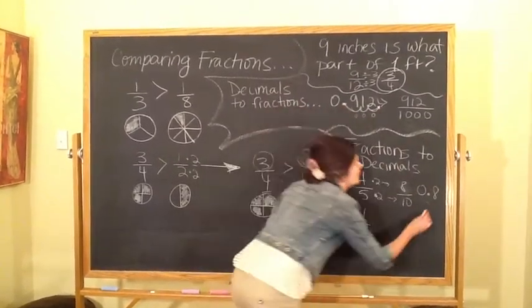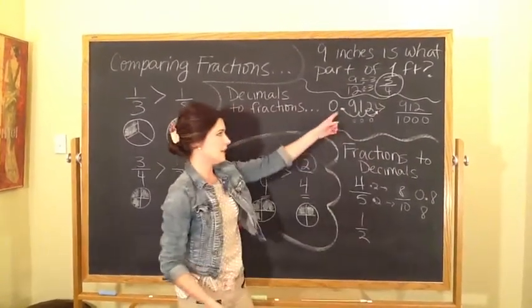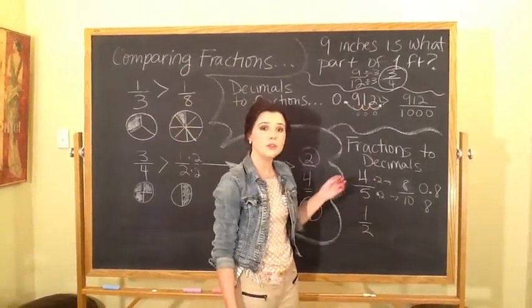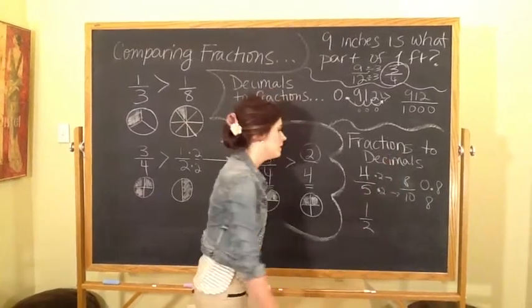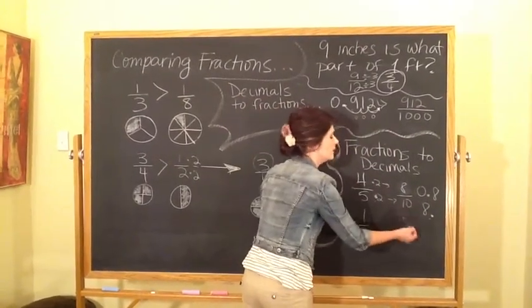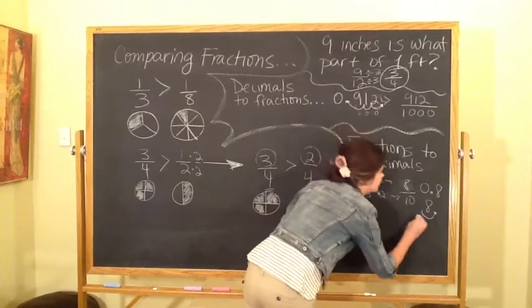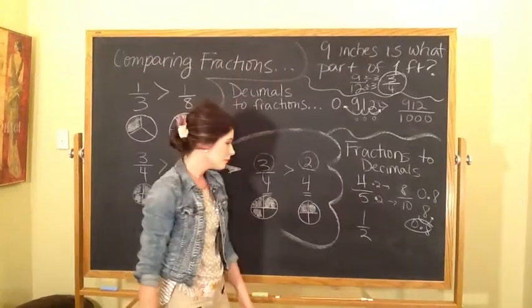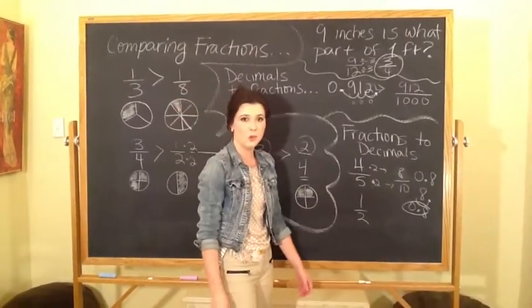Or you can think of it as doing the reverse of this. Every time you move a decimal place, you move a decimal place per 0. So if we're going to do it the opposite way, we put it at the end and we move 1 decimal place over to the left. So now we have 0.8 is our decimal for 4/5. I'm going to do the same for this fraction, 1/2.